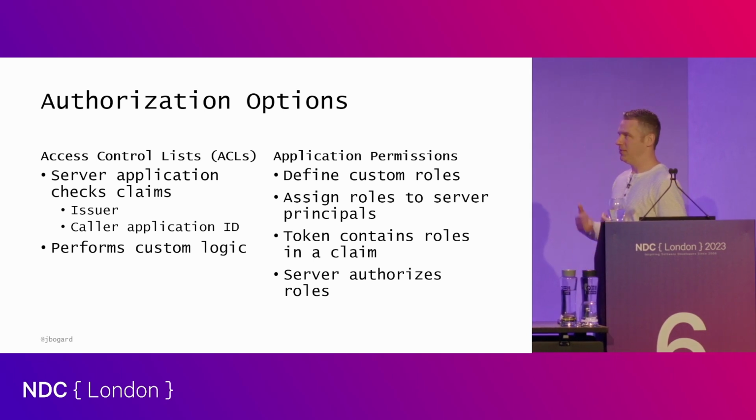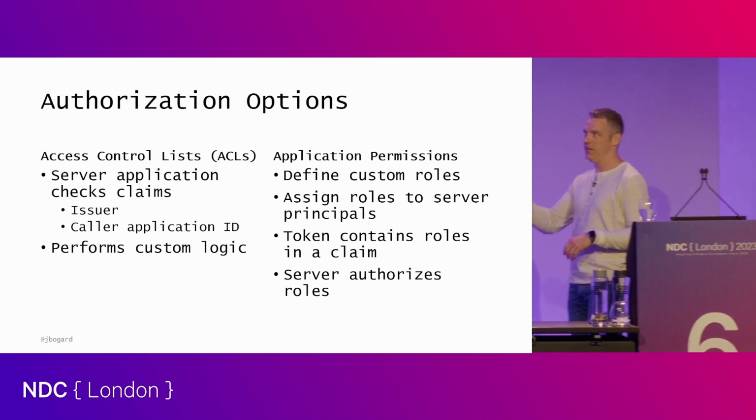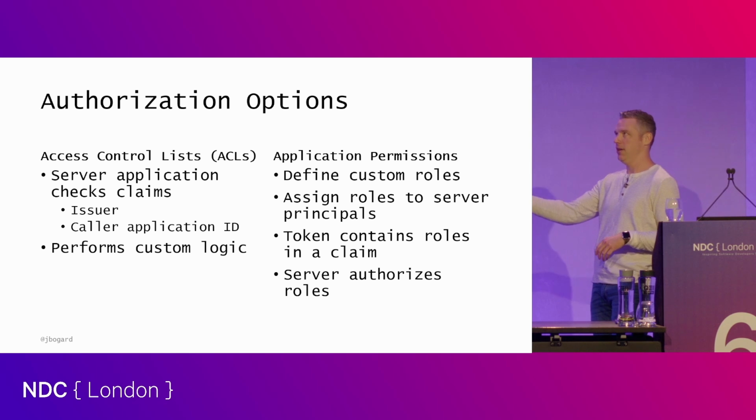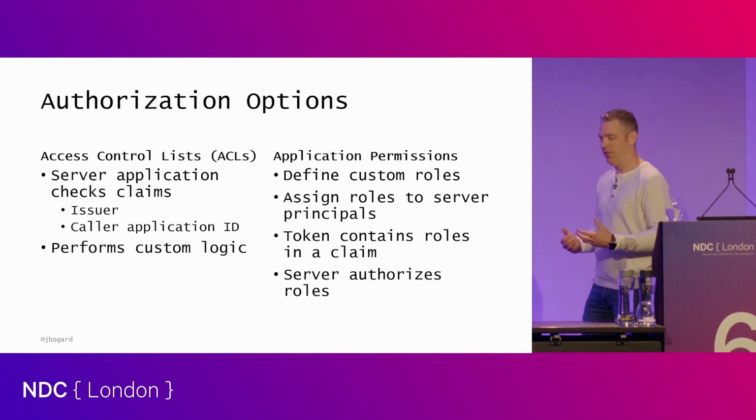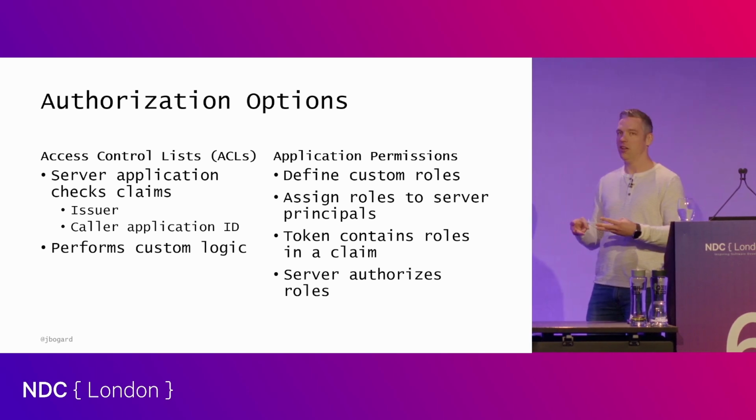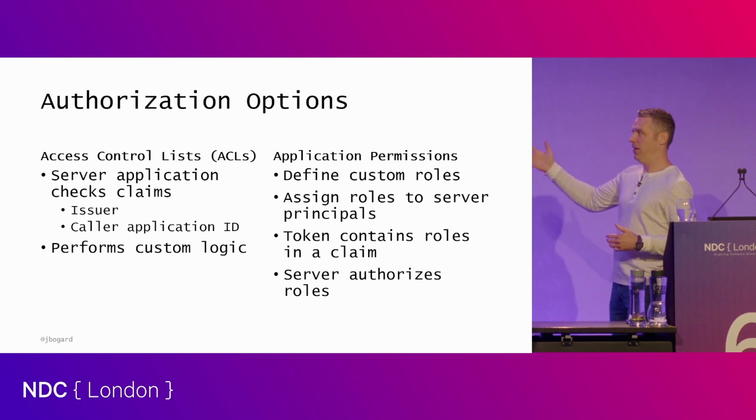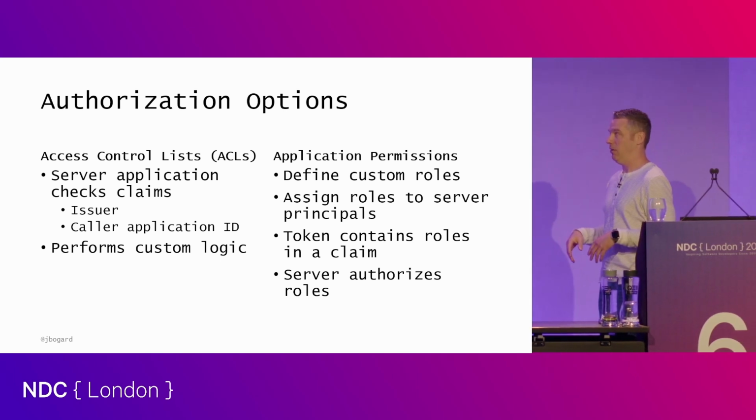So for simple systems, this can work. If I know that these are my three callers that are allowed to call me, I can just look at the token and say, well, you're one of these three people. And then somewhere in my application, in my configuration, I have the list of the three people that can call me and no one else. But it's 100% custom logic about what you actually do there.